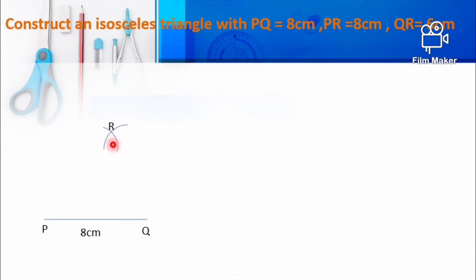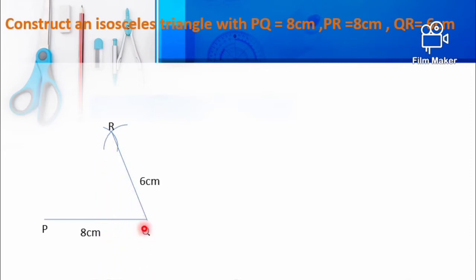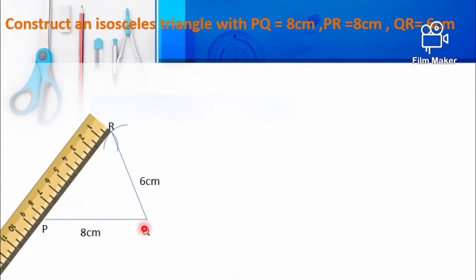Now we will join Q and R and PR. First we will join QR. The QR is of 6 centimeter. You can see the arc of 6 centimeter which we drew. So the line QR should be of 6 centimeter. Then we will draw or join P to R which is of 8 centimeter. PR is of 8 centimeter.